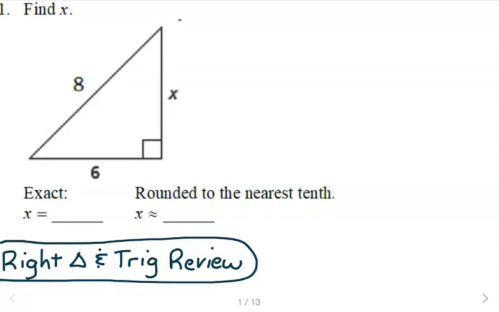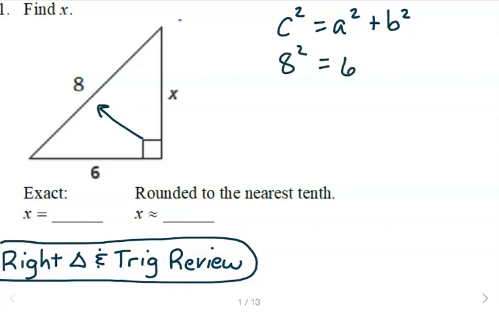All right, this is the right triangle and trigonometry review. Let me remind you, when you have two of three sides in a right triangle, you can use the Pythagorean theorem to solve that. I prefer the version c squared equals a squared plus b squared. C is your hypotenuse. It's the side across from the right angle, in this case 8. A and B are the legs, the other two sides.